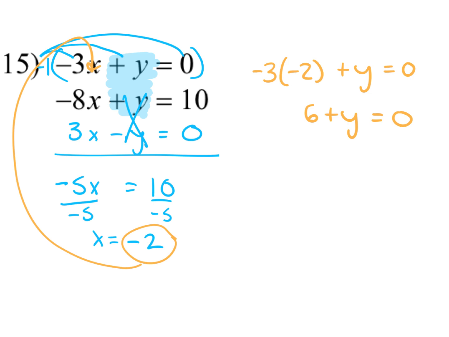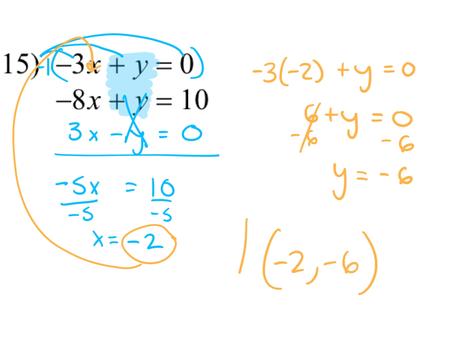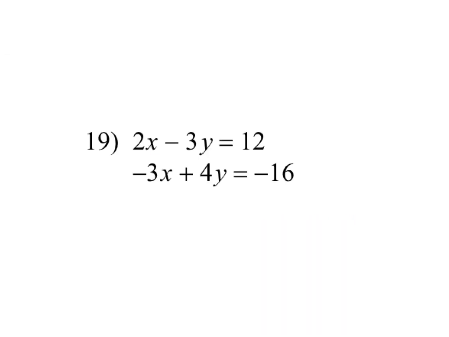Then what? Subtract 6. So y is equal to negative 6. How would we write our answer? Negative 2 comma negative 6. No, so we got to make them the same number but opposites. Which ones do you want to make the same number but opposites? The x's or the y's?